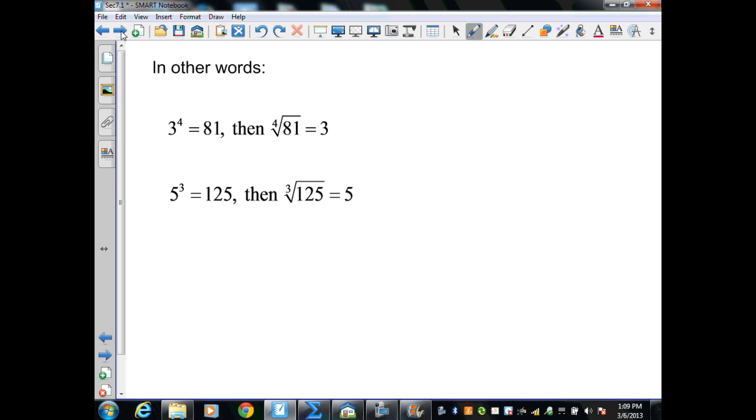Well, let's take a look at that. Here we have 3 to the 4th power equals 81. Then what we say is this is the 4th root, and here our radicand is 81, our index is 4, of course, our radical symbol, and that tells me that our solution is 3. If I have 5 to the 3rd power equals 125, then the cube root of 125 equals 5. Here, my radicand is 125, and my index is 3.